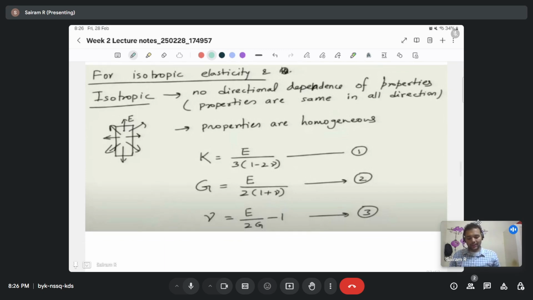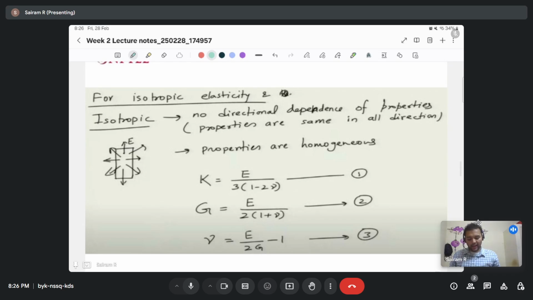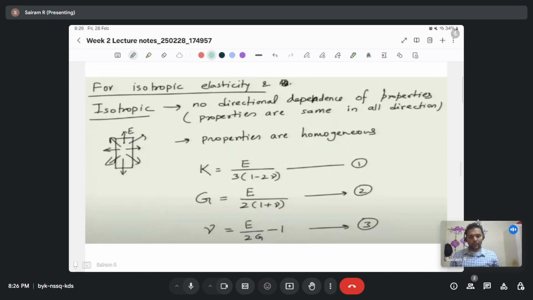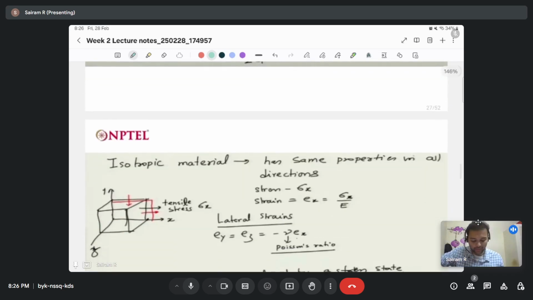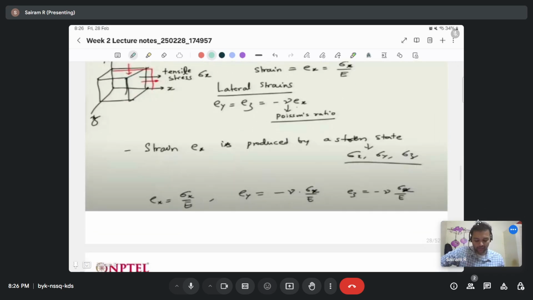So the bulk modulus K is E by 3 into 1 minus 2 nu, G is E by 2 into 1 plus nu, and nu is E by 2G minus 1. So these are three very important relations between these things.